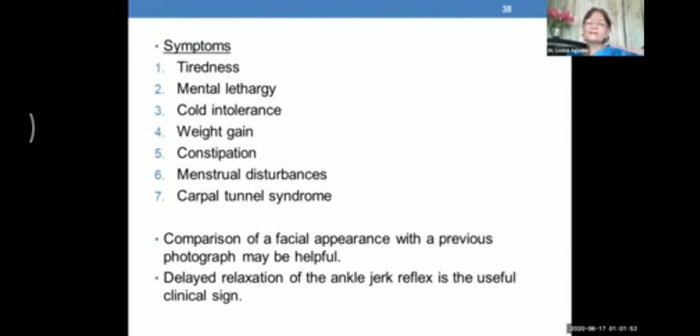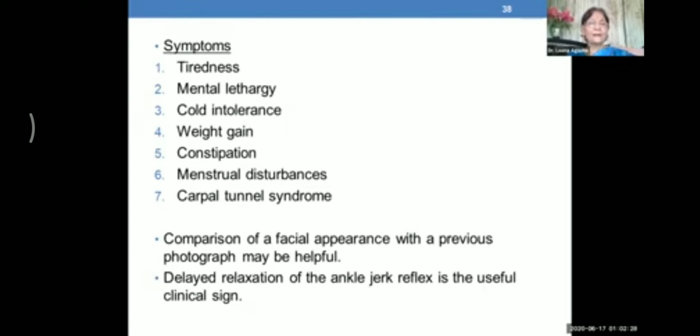Symptoms: patients can come with complaints of tiredness, mental lethargy, cold intolerance, and weight gain, which is typically seen irrespective of lowered appetite. When the appetite is lower, still the weight gain is seen. Constipation, menstrual disturbances, carpal tunnel syndrome, and usually these women present with infertility. Comparison of a facial appearance with a previous photograph may be useful in arriving at a diagnosis.